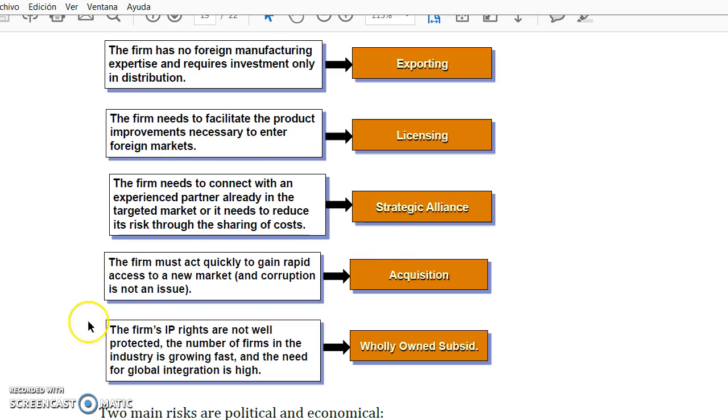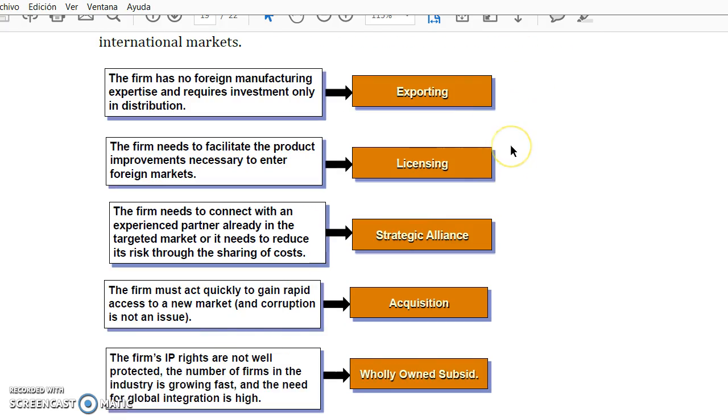And for international expansion, I have here these modes that a firm can enter. Just remember: exporting, licensing, strategic alliance, acquisition, or wholly owned subsidiary. Exporting, the firm has no foreign manufacturing expertise and requires investment only in distribution. Licensing, the firm needs to facilitate the product improvements necessary to enter foreign markets. Strategic alliance, the firm needs to connect with an experienced partner already in the targeted market, or it needs to reduce its risk through the sharing of costs.